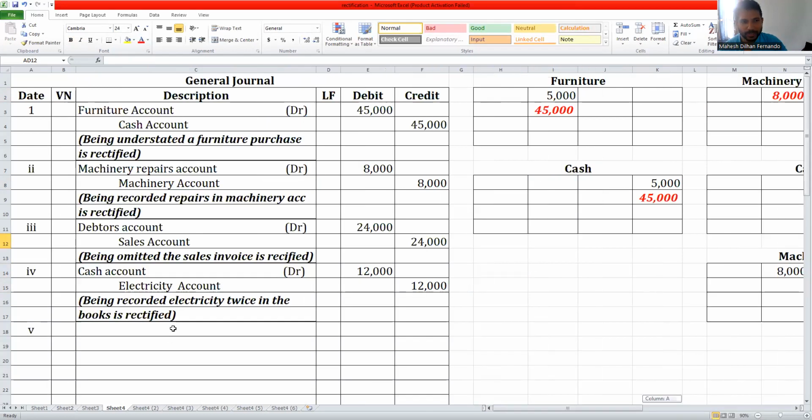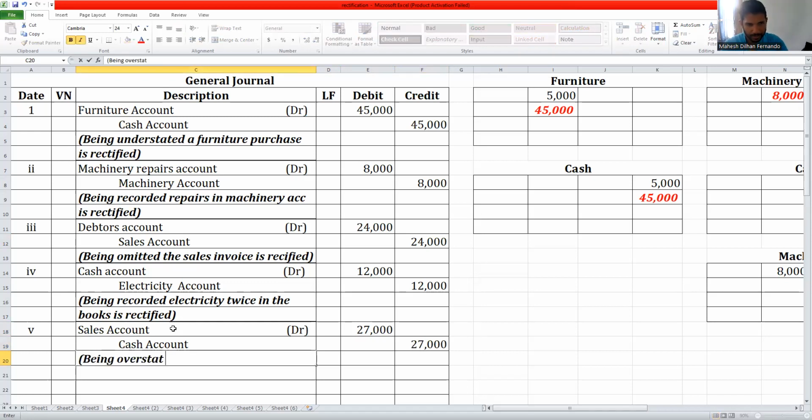Sales account debit 27,000. Cash account credit 27,000. Narration: being overstated, a cash sale is rectified. Here we have the correct answer.